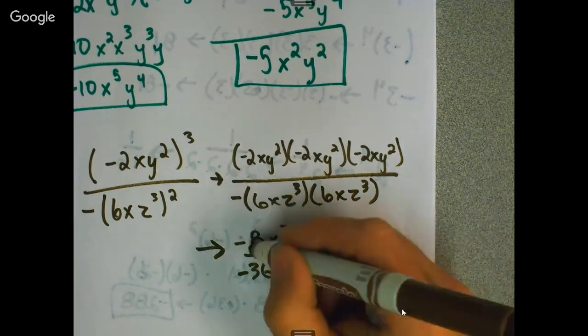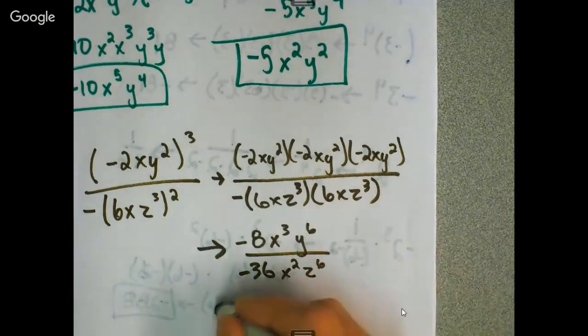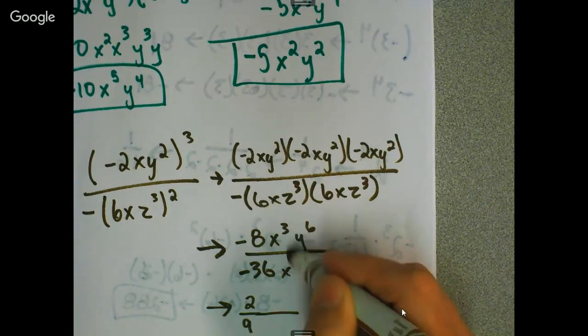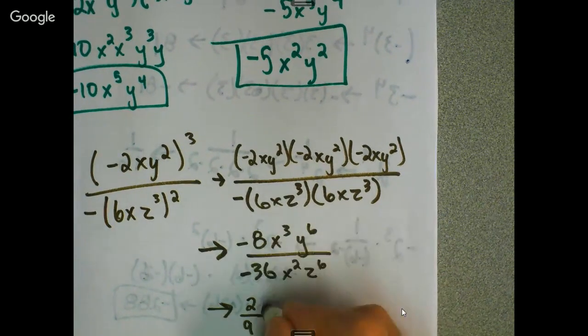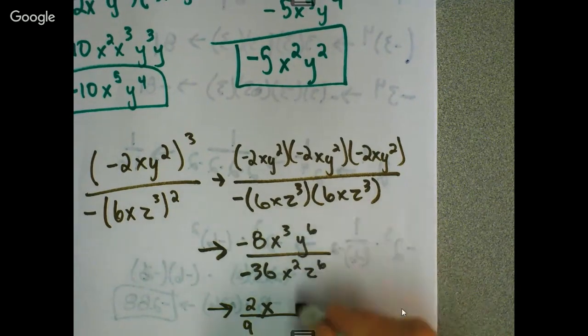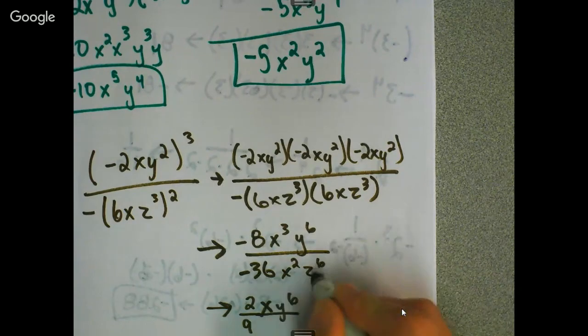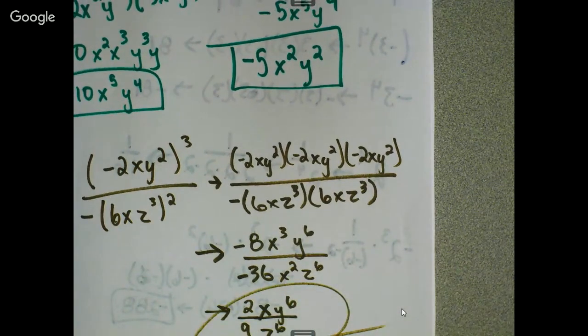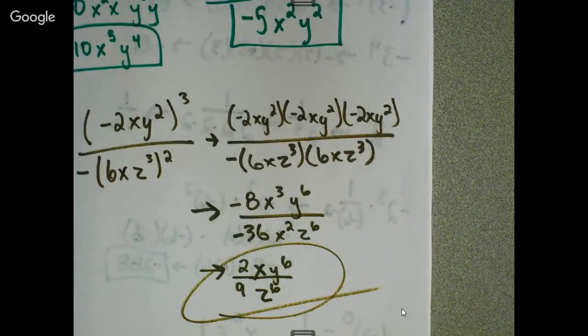So I have negative 8 divided by negative 36, which will turn to 2 ninths. I have x's on the top and the bottom, but there's one more on the top than the bottom. And my y's, nothing happened with the y's, so they stay. And I don't have any more z's, so they stay. And then that is my answer. 2x y to the 6th over 9z to the 6th.